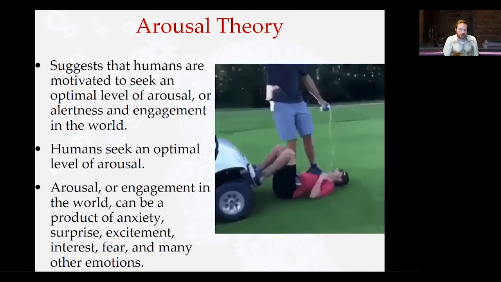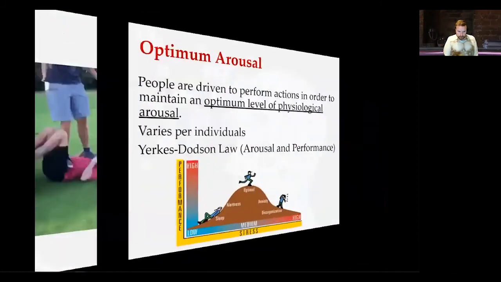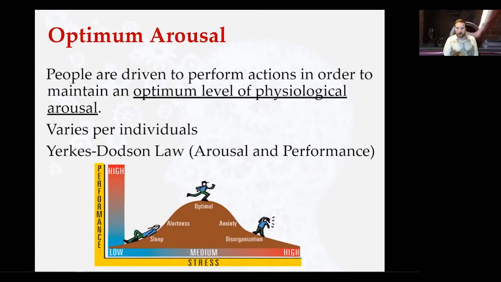It explains why people like horror movies or they skydive or something like that. Just another way of looking at optimum arousal theory: people are driven to perform actions in order to maintain an optimum level of physiological arousal, but it varies from person to person. This is also sometimes known as the Yerkes-Dodson law. So what we have here in the graphic is if the stress is high, performance is low. You become anxious, you become disorganized. If the stress is low, your performance is also low because you just get lazy, tired, you sleep, whatever. So the idea here is you have to have just the right amount of stress, which can get you the highest level of performance without pushing a person over the edge one way or the other.